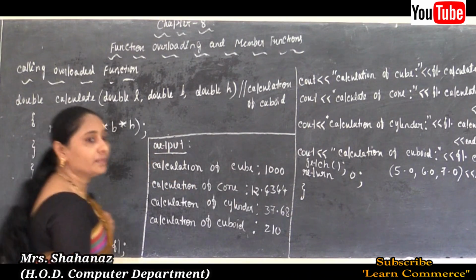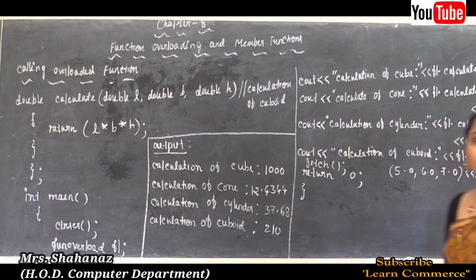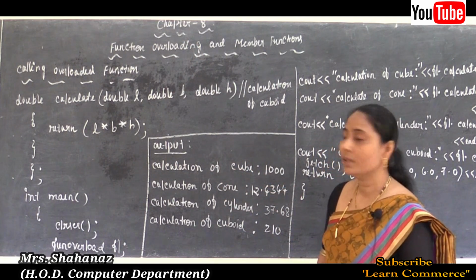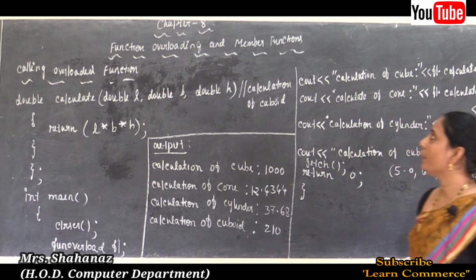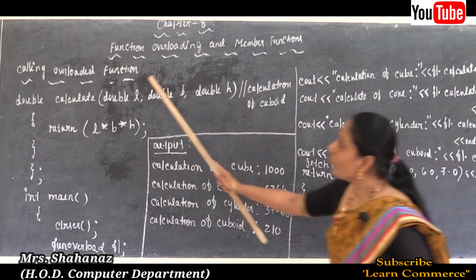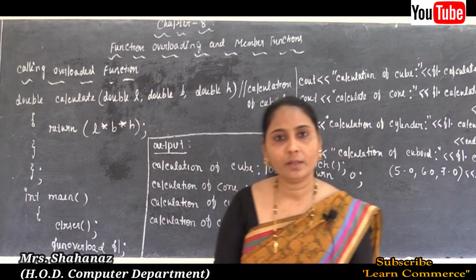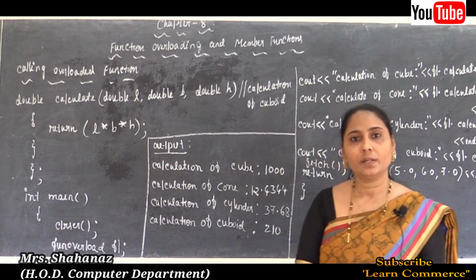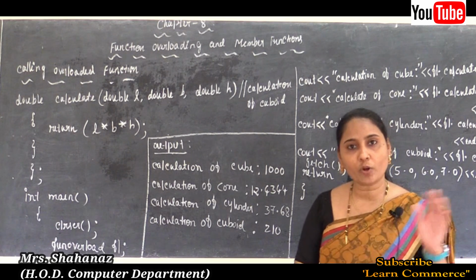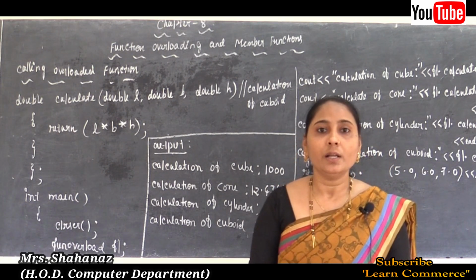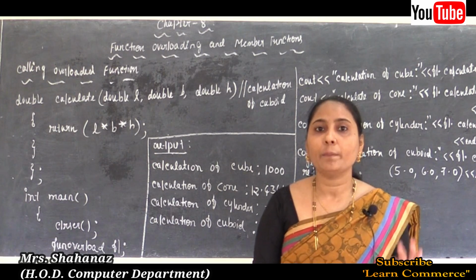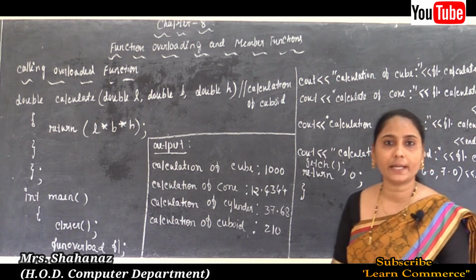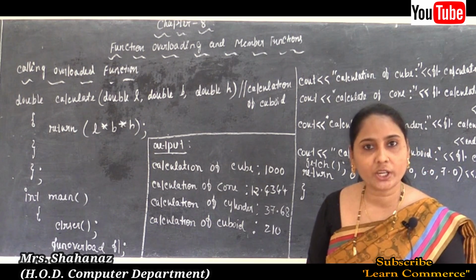In the last class, we already started the program. Why? Because we are in chapter 8, function overloading and member functions, and we know the meaning of function overloading. Function overloading means the functions have the same name, whatever number of functions there are, but they differ in the number of arguments and in the types of the data types. This is the meaning of function overloading.